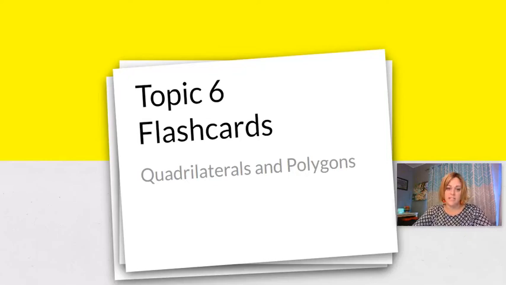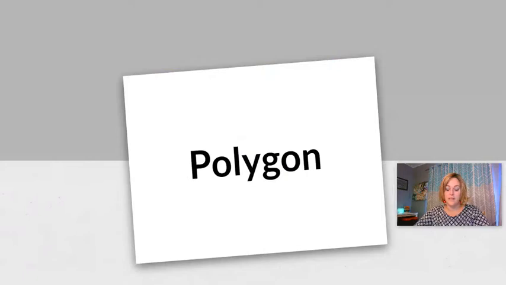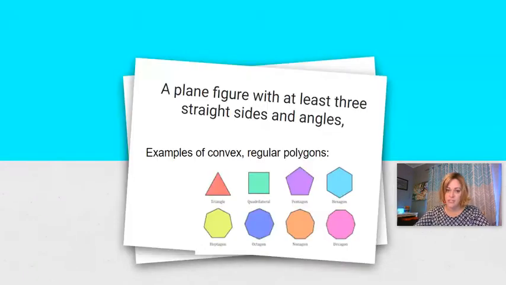Topic 6, flashcards, quadrilaterals, and polygons. The first thing you need to know is what is a polygon. A polygon is a two-dimensional figure with at least 3 sides, and the sides have to be straight. There are no curves on these, and they have to create angles.